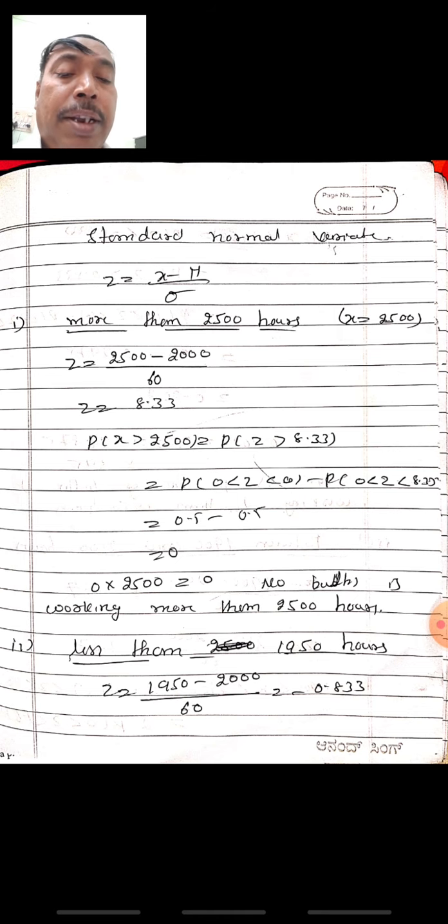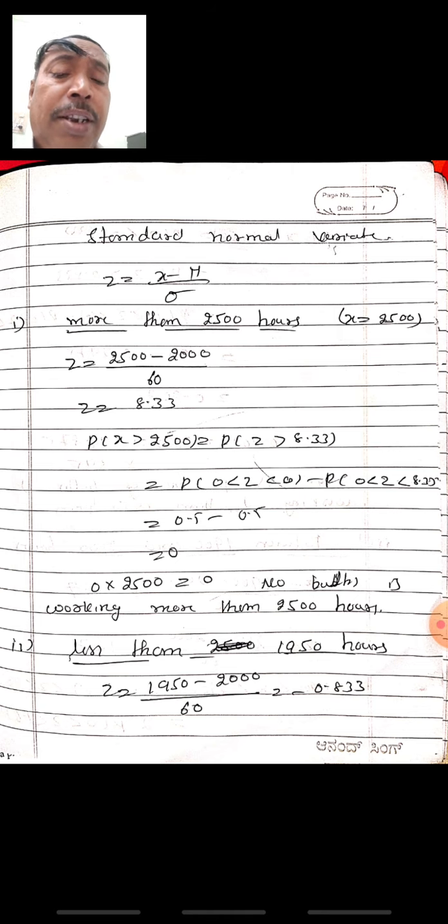8.33 to infinity can be split as 0 to infinity minus the probability from 0 to 8.33. See, 0 to infinity is 0.5, and the probability from 0 to 8.33, after crossing more than 4, from 0 to 4 onwards the value is always 0.5 only, as you can see in the table. So 0.5 minus 0.5 is exactly equal to 0. What is the meaning of 0? It means there are no bulbs working more than 2500 hours, because the given lifetime is 2000. So for more than 2500 hours, no bulbs are working here.